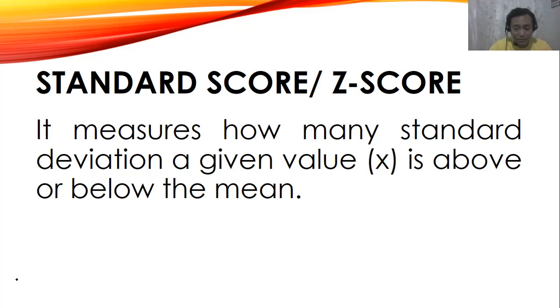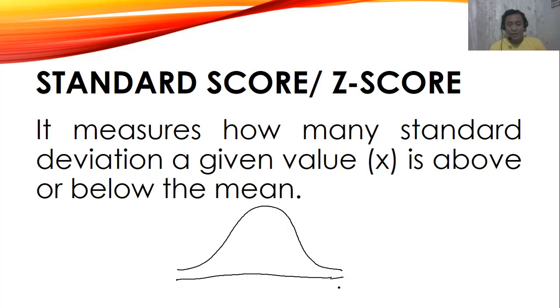So don't forget the normal curve. So we have here the normal curve. Again, i-review natin. Ano nga ulit yung area ng buong normal curve? So very good. The area of the normal curve is equal to 1. Area of the normal curve is equal to 1. And the middle part is the mean. Ito yung tinatawag nating mean. Yan yung mean, yung nasa gitna. And the interval, yan yung tinatawag nating standard deviation.